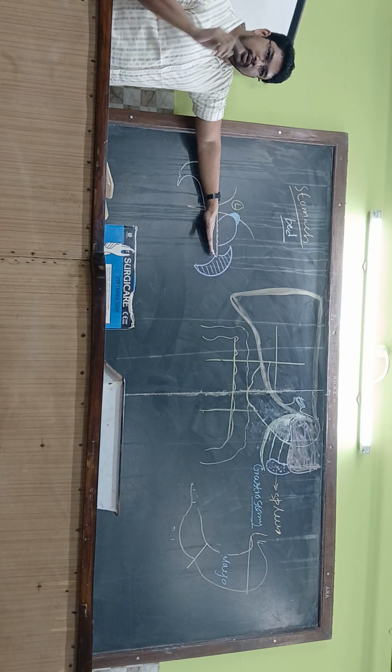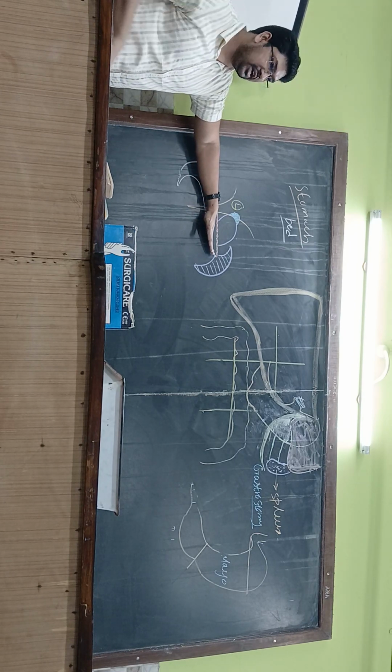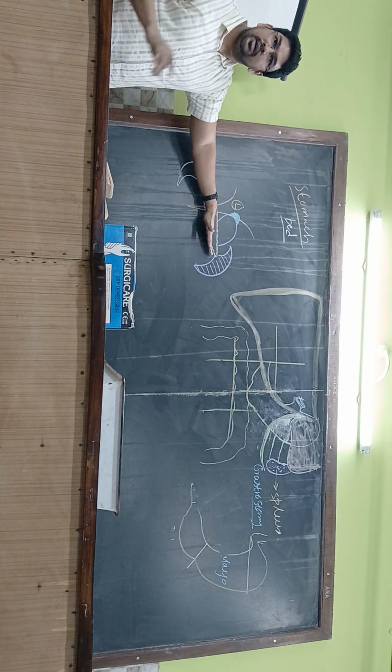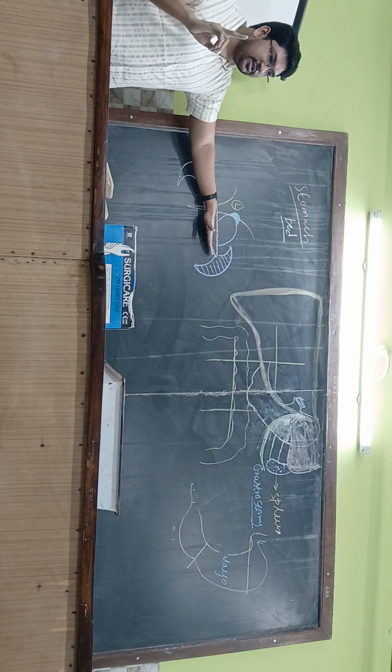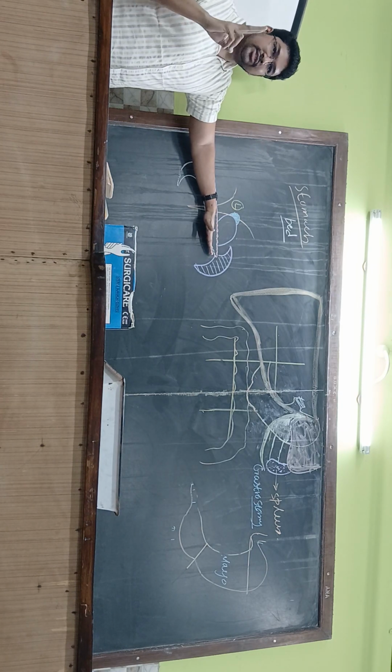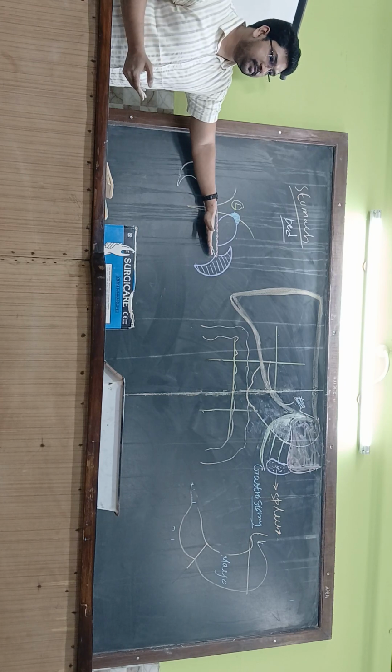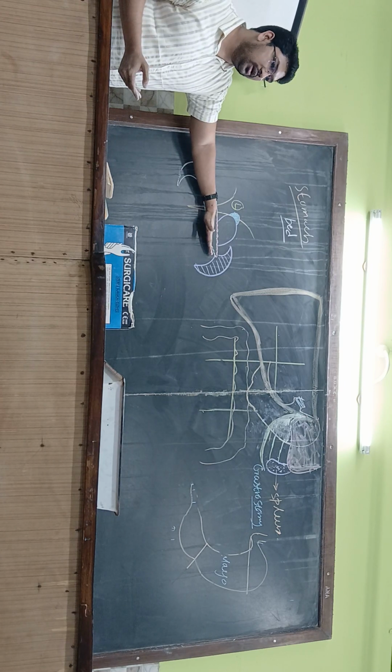Getting it? You know how the transverse mesocolon will diverge at the level of the anterior border of the pancreas or not? You know or not? Transverse mesocolon, how will it diverge? Two layers will be present. How will they diverge? Towards the posterior abdominal wall.